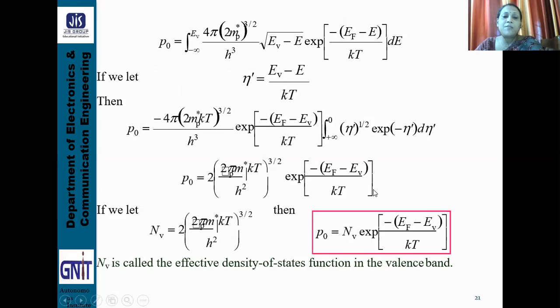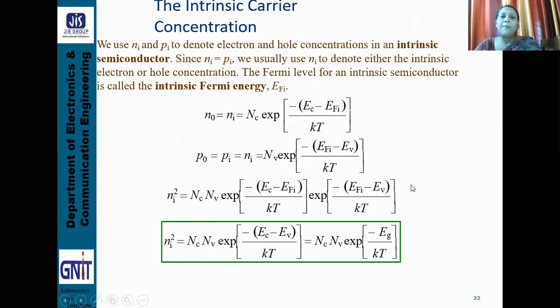As in the case of earlier slides, where this section was approximated as Nc, here, as we are considering the holes now, this section can be approximated as Nv, that is the charge carrier concentration or hole concentration in the valence band. So the resultant formula comes here: P naught equals Nv e to the power minus (EF minus EV) by kT. Nv is called the effective density of states function in the valence band.